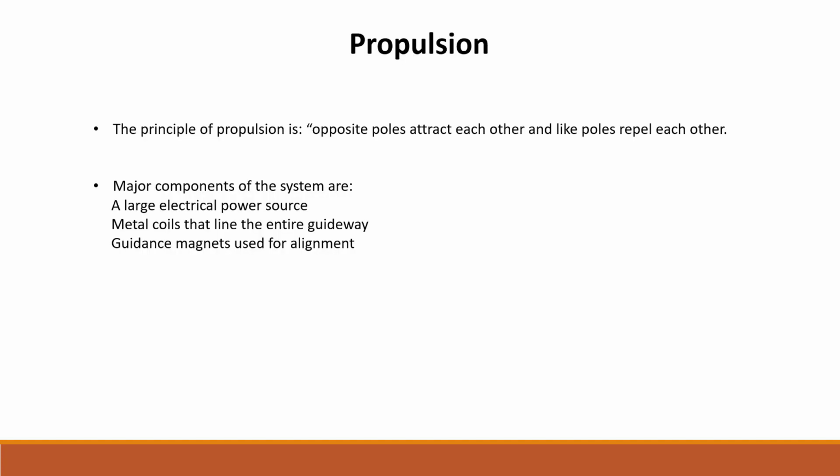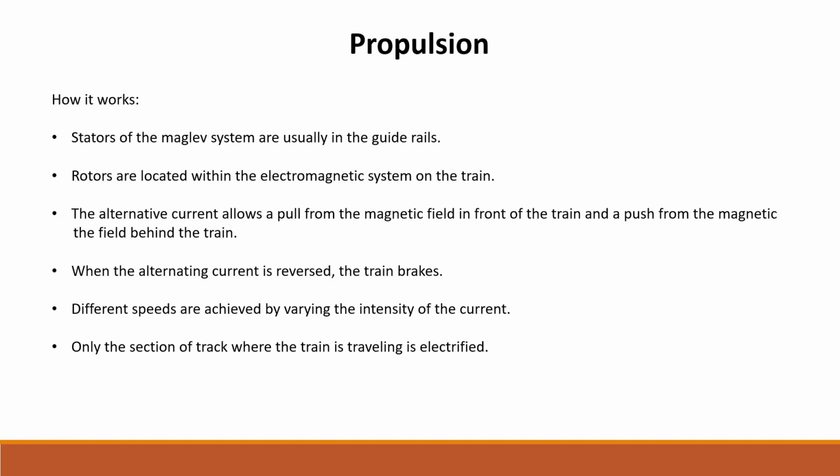The principle of propulsion is opposite poles attract each other and like poles repel each other. And major components of the system are a large electrical power source, metal coils that line the entire guideway, and finally guidance magnets used for alignment. And how it works. First, stators of the maglev system are usually in the guide rails. Next, rotors are located within the electromagnetic system of the train, and the alternating current allows a pull from the magnetic field in front of the train and a push from the magnetic field behind the train. When the alternating current is reversed, the train brakes.